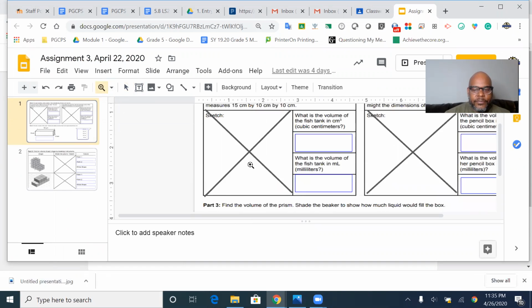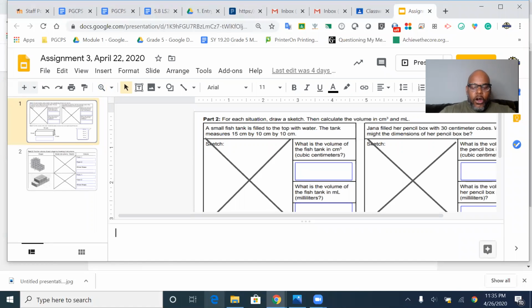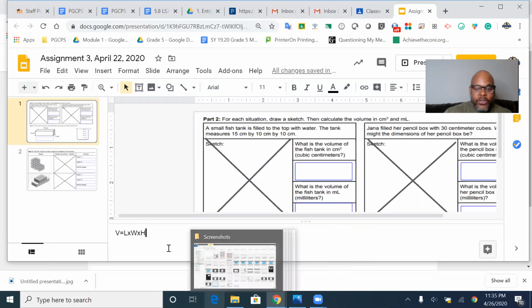Blow it up some. All right, so the first question says, for each situation, draw a sketch. I said you don't have to worry about the sketch and calculate the volume. Now, that means we need to remember what volume is. Volume equals what? Length times width times height. All right? So, it says a small fish tank is filled to the top with water. The tank measures 15 centimeters by 10 centimeters by 10 centimeters. So that is giving you the dimensions.